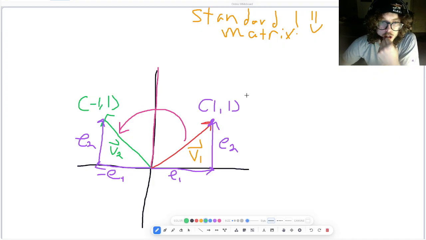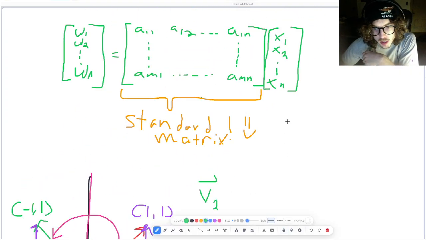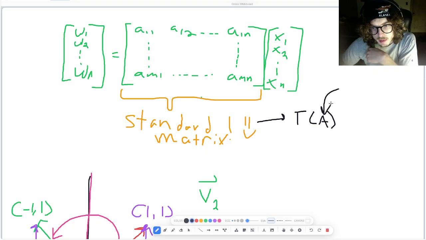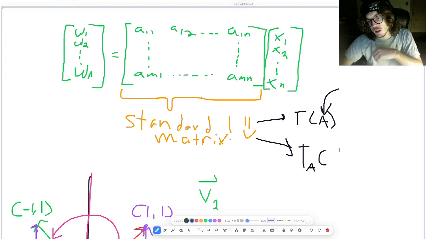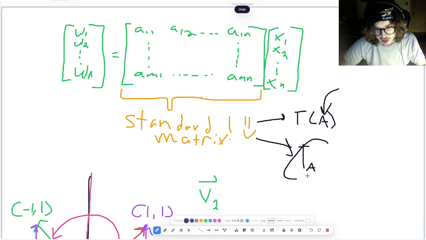Okay? So let's call V2, and we give the standard matrix, I should point out, a special little symbol. Well, you'll see it two ways. Standard matrix could be T of A, A being anything that you're evaluating for the transform. You also see T_A like this, and then maybe something in here. But the general matrix is given this notation.